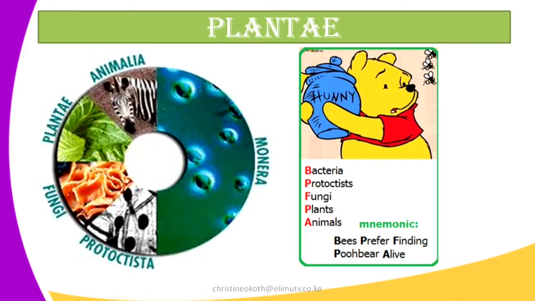So if you would like to remember all those 5 kingdoms, there's a mnemonic which you can use. It goes like "Bees prefer finding Pubers alive." So if you take the first letters in each word, the B stands for bacteria, which is in the Monera kingdom. Then P for Protoctists. Then we have F for fungi, P for Plantae kingdom, and A for Animalia kingdom. So if you ever forget the kingdoms, just remember the statement, "Bees prefer finding Pubers alive."